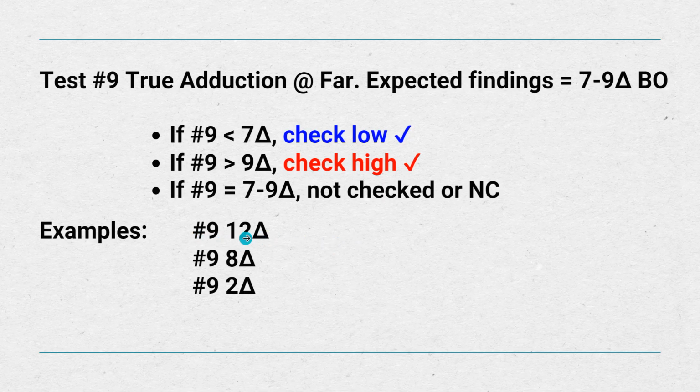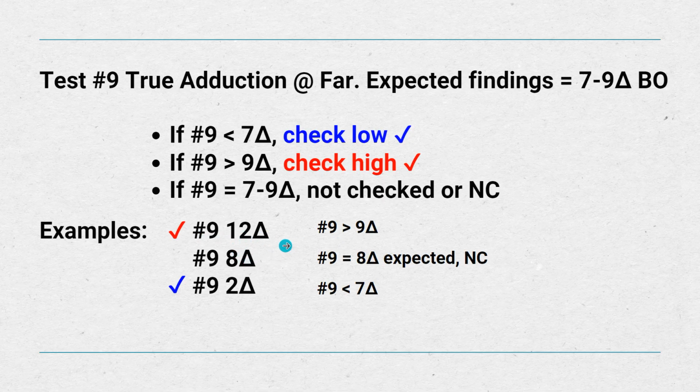So let's do an example. Our first given, you check it high because 12 is greater than 9. As a second example, it is in the range of 7 to 9, so you will indicate it NC. For the next one, number 9 is 2 prism, and since 2 is less than 7, you will check it low.